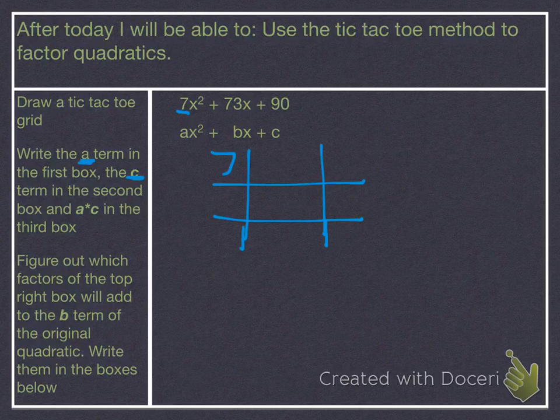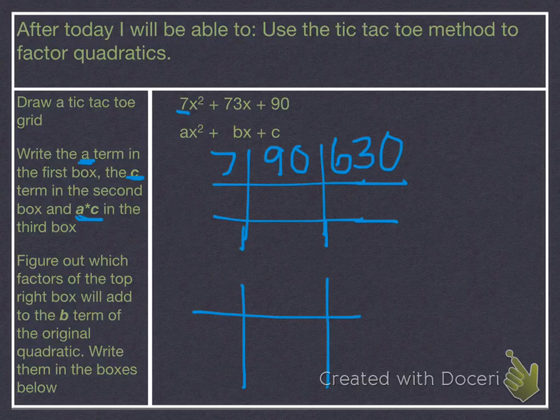I put the C in the second box. In this case, the C is 90, and I put A times C in the third box. So, for those of you who aren't terribly good at math, that's going to be 630. Now, once I have that, I move on to my next step. Normally you guys are just going to be drawing one box the whole time, but I'm drawing 3 so you can work it all out. Now, we have our 7, we have our 90, we have our 630.